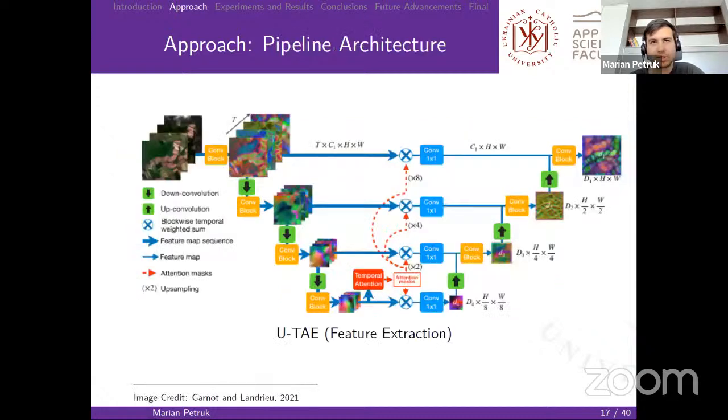Next, let's discuss the pipeline. As a baseline, as we already mentioned, for our experiment we use the first end-to-end deep learning method for panoptic segmentation of satellite image time series, named Parcels as Points, developed by Garnot and Landrieu. They also developed 2 submodules. The first module of the pipeline is a feature extractor, a spatio-temporal encoder named U-TAE. It resembles the well-known UNet network for its U-shaped design. The feature extractor we used also has an encoder as a contractive path and a decoder as an expansive path.